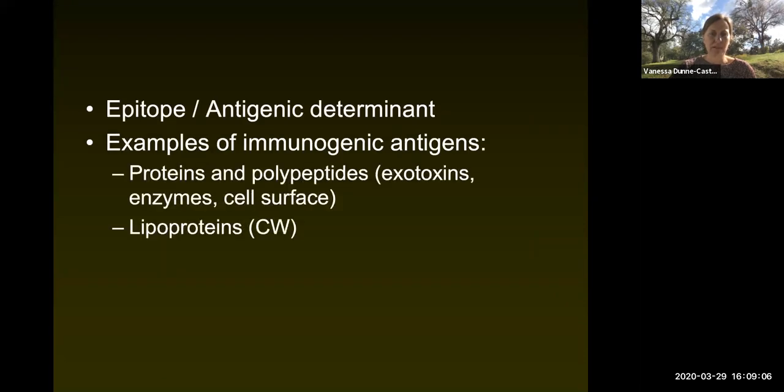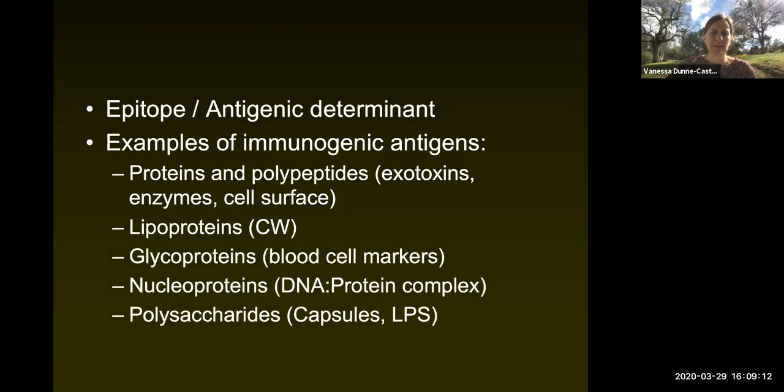Some examples of highly immunogenic antigens, so proteins or molecules that can stimulate a strong response. Lipopolysaccharide is probably the most notable one, but really anything here. So other glycoproteins, like we just mentioned for viruses, proteins, polypeptides like exotoxins, enzymes, anything cell surface is usually highly antigenic or immunogenic and can stimulate a pretty good response.